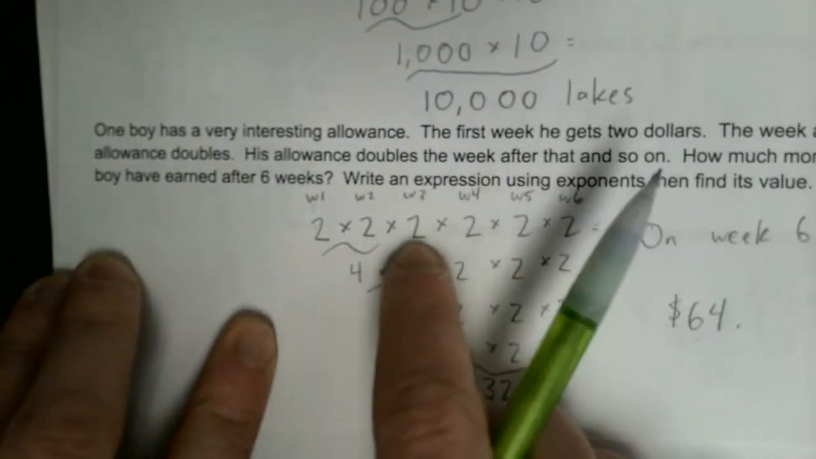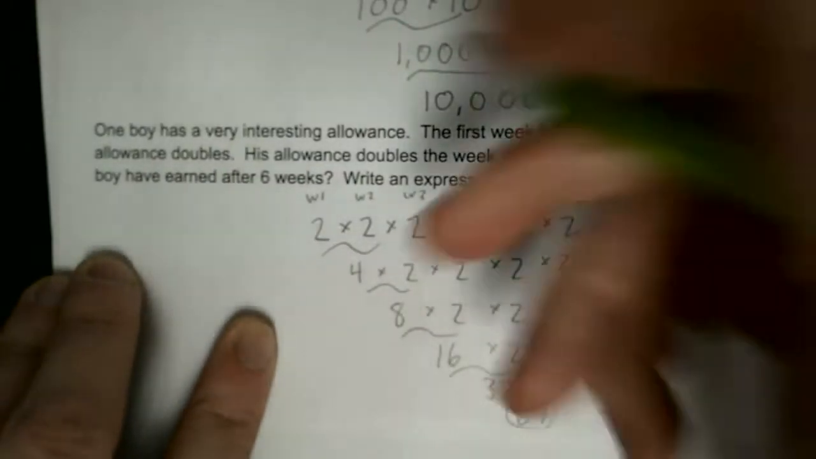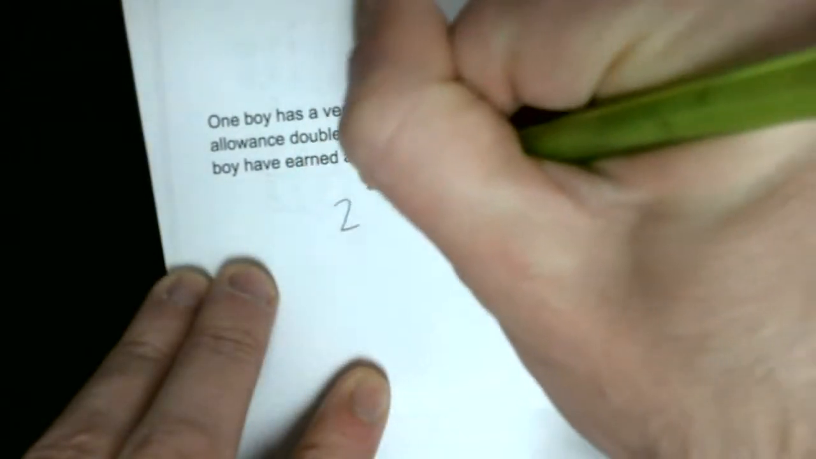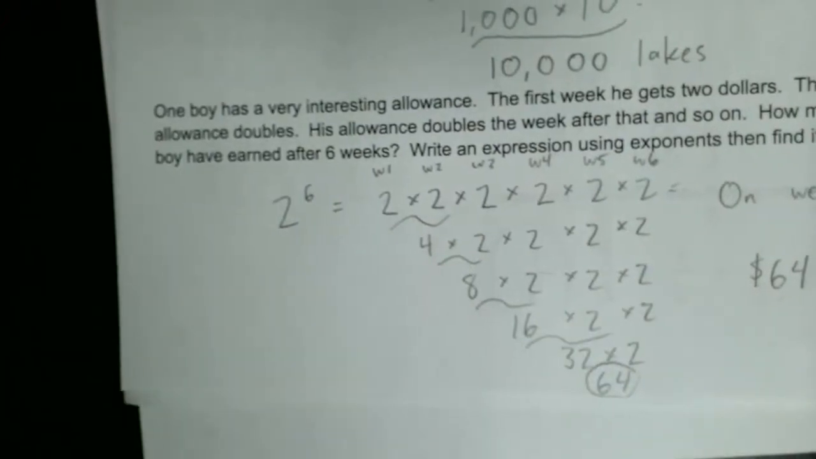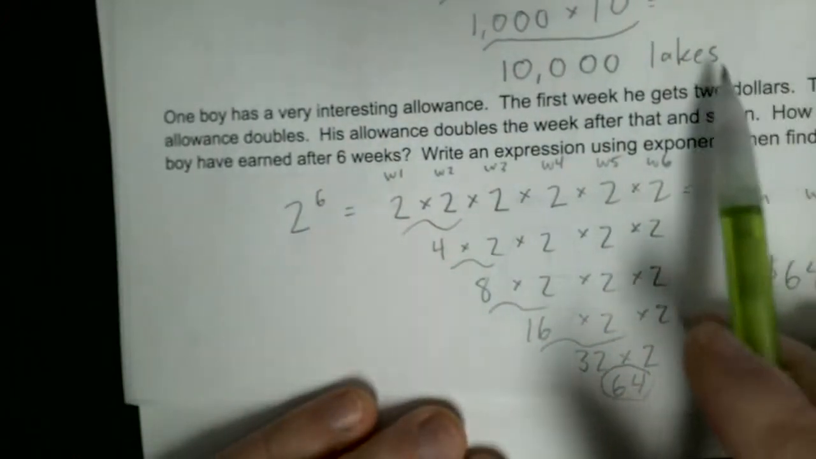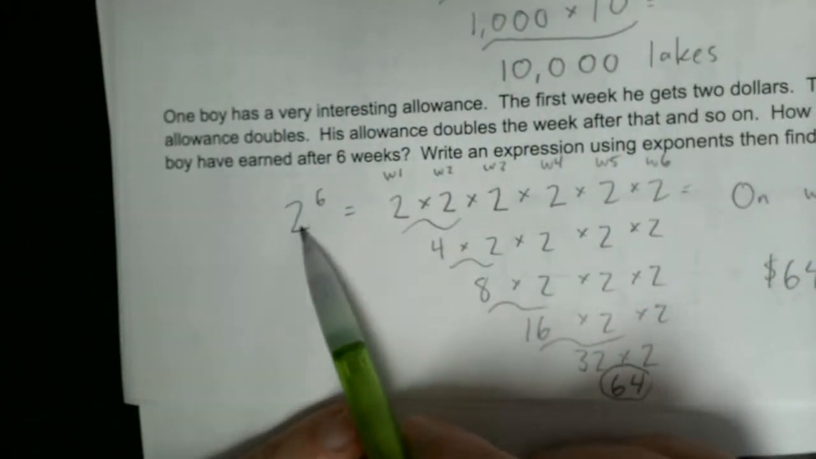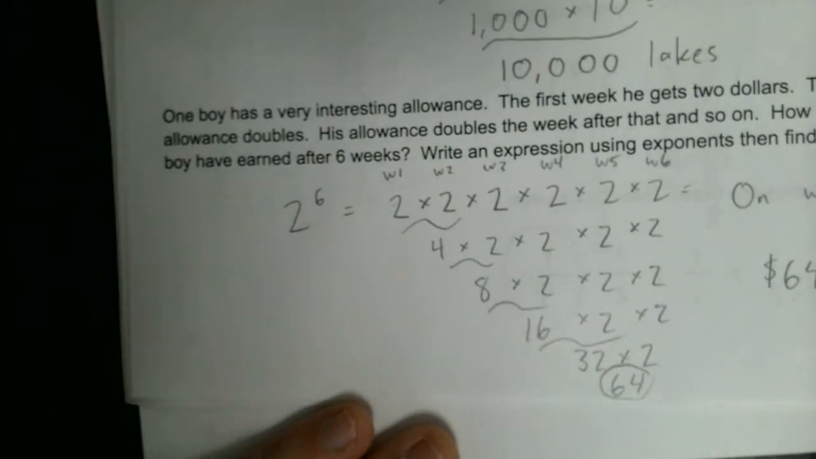So what would the expression be? Well, 2 times 2 times 2 times 2 times 2 times 2 would be 2 to the 6th. Okay, so that would have to be part of the answer, because it did say to write it using exponents. So that would be part of the answer there.